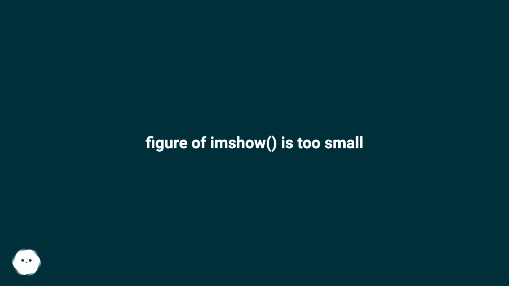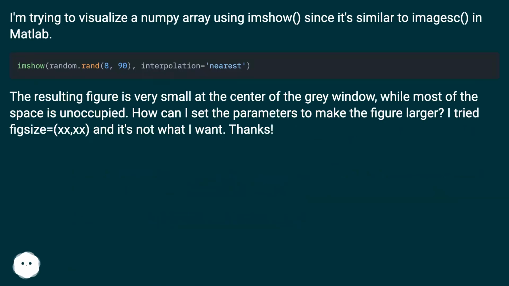The figure of imshow is too small. I'm trying to visualize a NumPy array using imshow, since it's similar to imagesc in MATLAB. The resulting figure is very small at the center of the gray window, while most of the space is unoccupied. How can I set the parameters to make the figure larger? I tried figsize, and it's not what I want. Thanks.